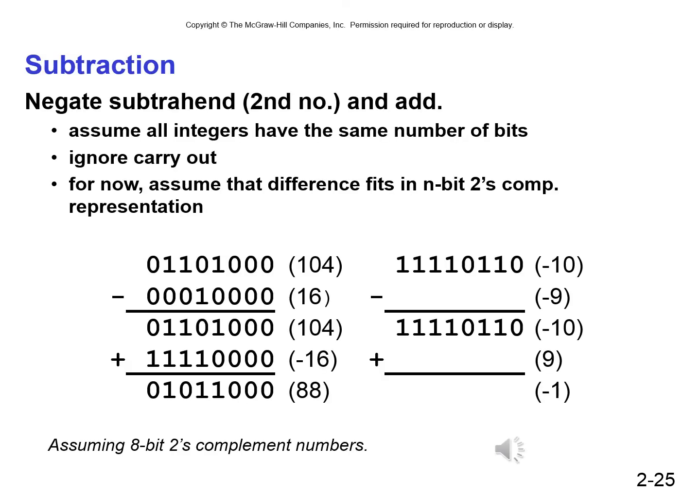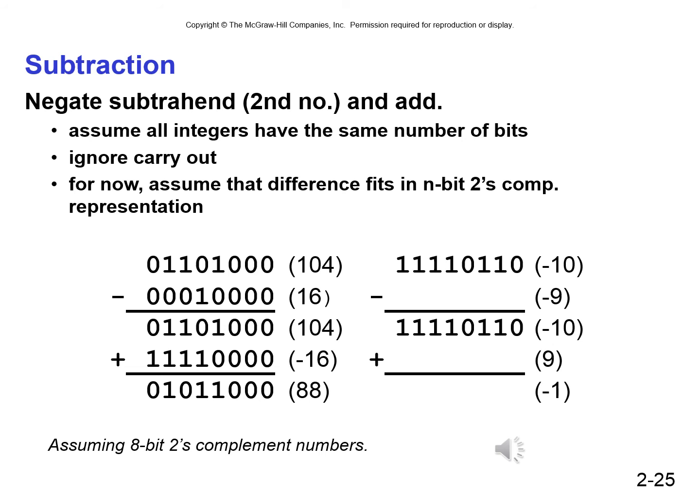So what if we have subtraction of a negative number? Well, that's not very hard. Subtracting a negative number is like adding the positive equivalent of that number. So here we have 104 minus negative 16, so we just simply add 104 and 16.